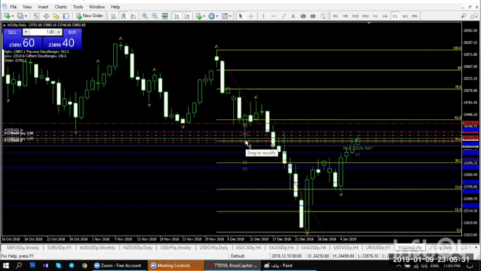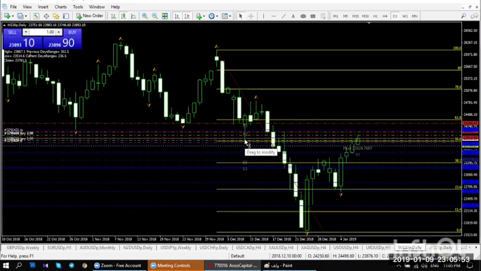I bought at this area because if the pivot was powerful, the price would have stopped and retraced when it reached this pivot. But it has opened a shadow at the pivot.